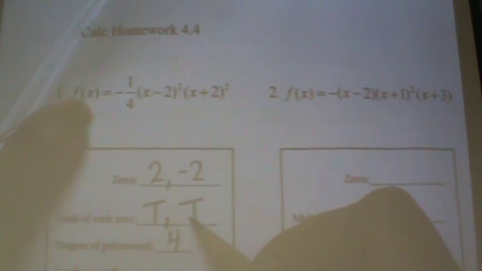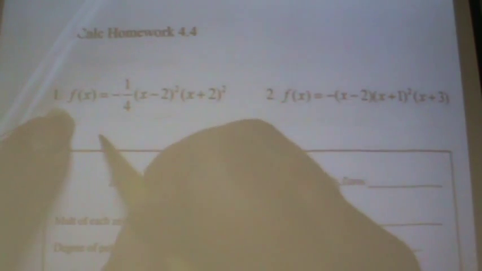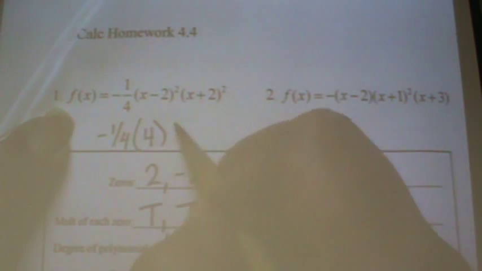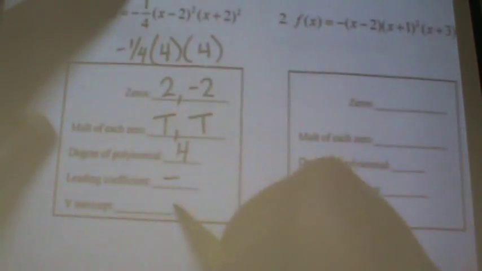The zeros are 2 and negative 2. The multiplicity is even, so it's going to touch at each 0. Now, the leading coefficient is negative, and for the y-intercept, you're going to plug a 0 in here and here. Negative 1/4 times negative 2 squared is 4. I'm plugging 0 in here, and then another 4. Well, 4 times 4 is 16, and 1/4 of 16 is 4, so this is negative 4.